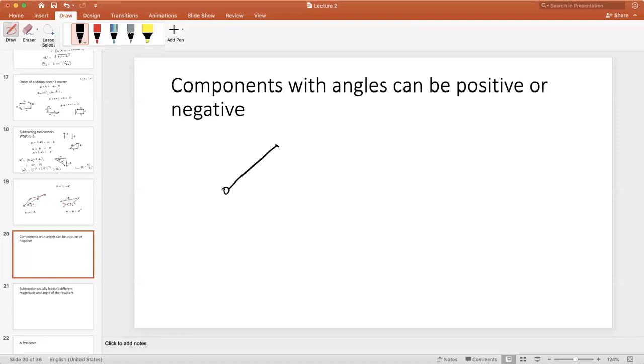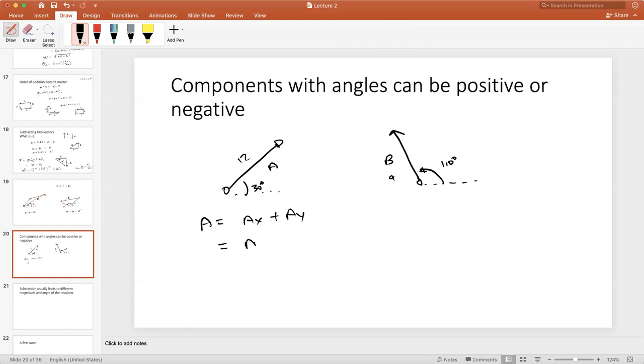Let's say I have a vector A, which is 30 degrees off the x-axis. And then I have a vector B, and B is 110 degrees off the x-axis, okay? And I want the components of these. Well, I know that A is AX plus AY, and let me say that A is 12, and B is 9. Okay, so this is A cos theta plus A sine theta.